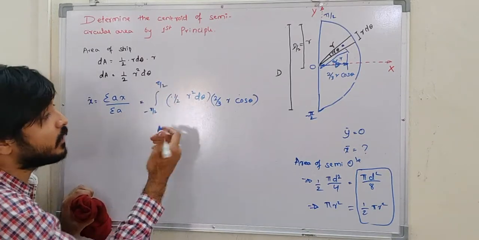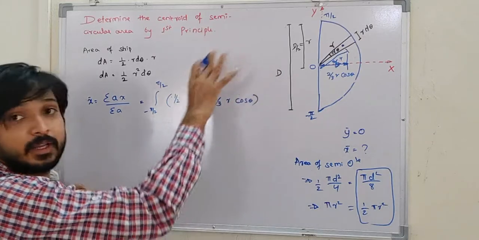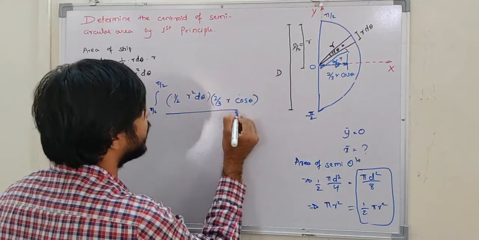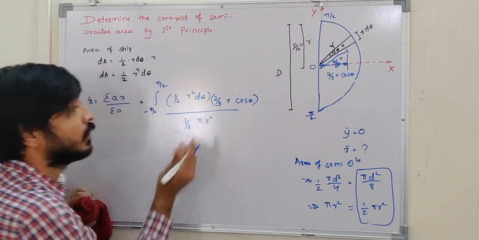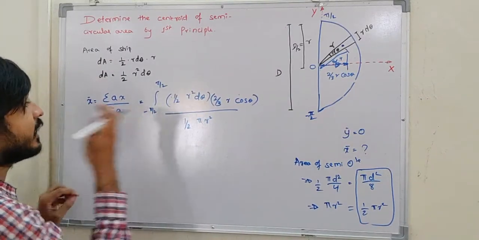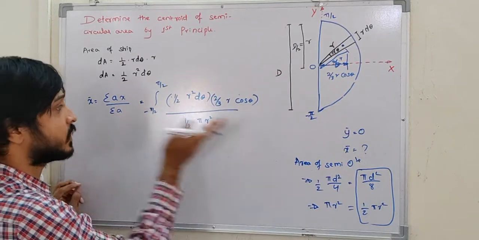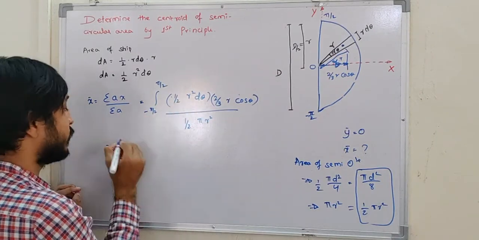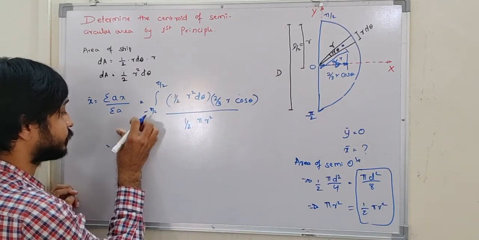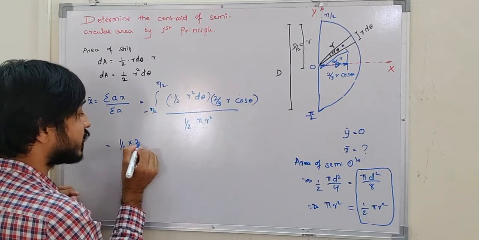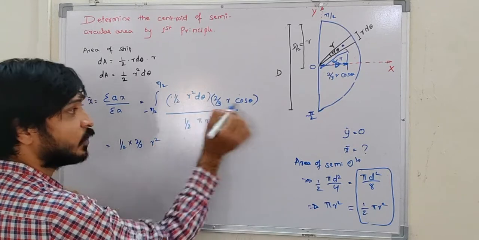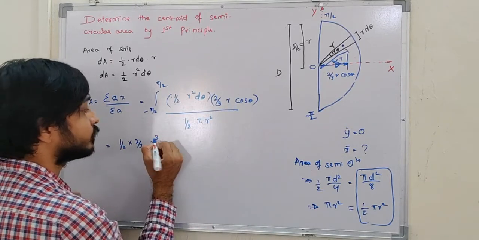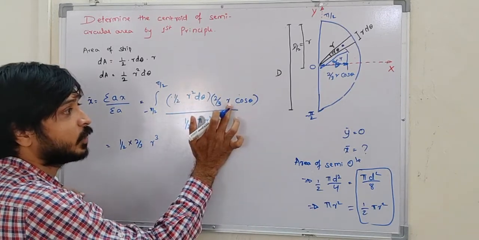So this will give me the total moment of area of the whole semicircle divided by area. Area, how much have we got? Half of pi r square. Now if I integrate it, I'll take the constant terms outside. So I'll take half here, half I'll take here, and then 2/3 I'll take outside. Okay, r square I'll take outside, and here r square into r will become r cube. R square into r cube I'll take outside.